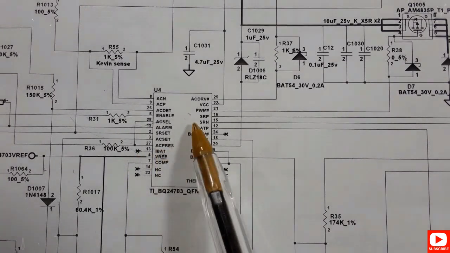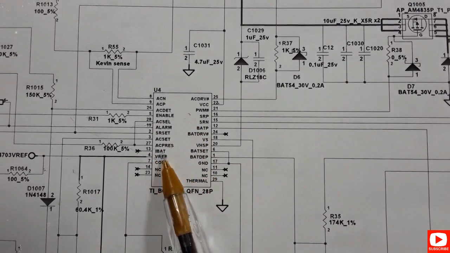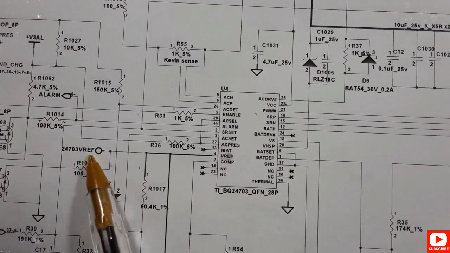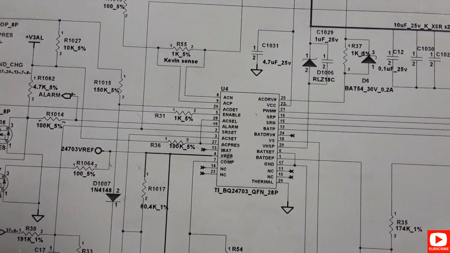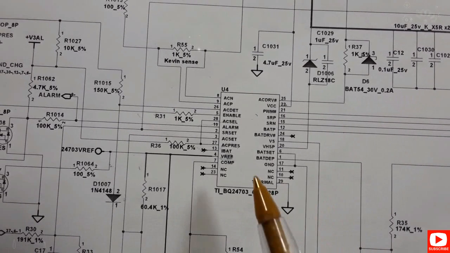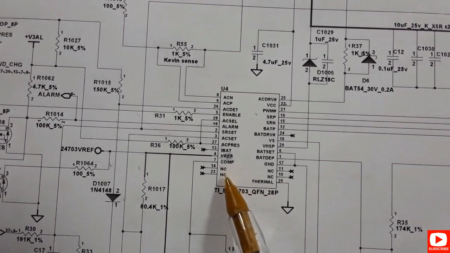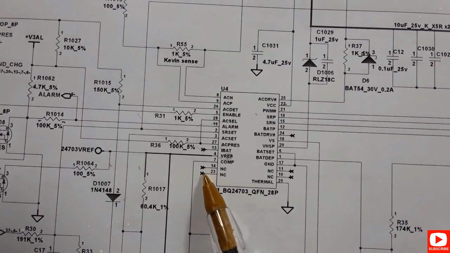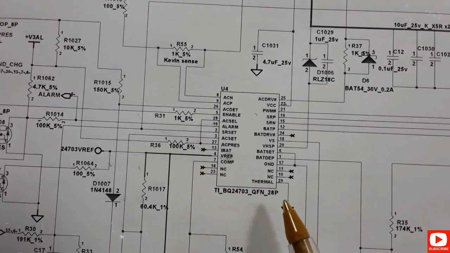Here we have IBAT. Basically, this pin is not connected. Here we have the VREF, or the voltage reference. Basically, every IC has a reference voltage. Based on that voltage, the IC knows the output voltage that it should generate. Here we have COMP, or compensation, and here we have NC. NC means not connected, or not used.